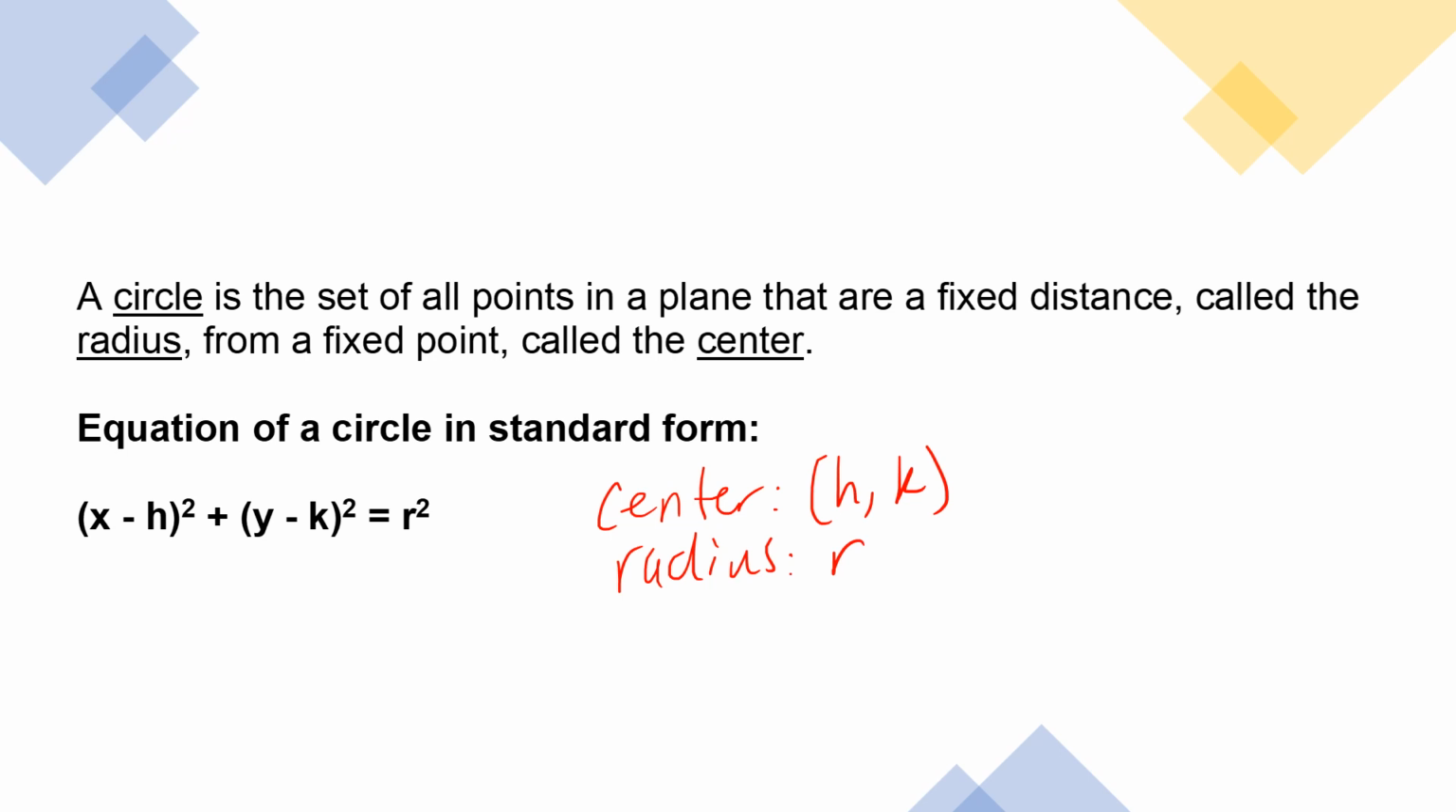And if you're given your diameter, you need to remember that diameter equals your radius divided by 2. Okay, so diameter equals your radius divided by 2.